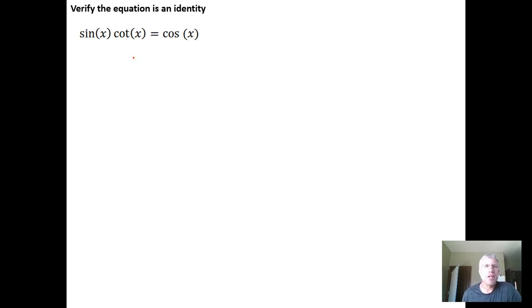When you try to verify an identity, when you try to establish that two trigonometric statements are equivalent using other fundamental identities, the way that you do it is you start with the more complicated looking of the two sides. In this case, I would argue that this side looks more complicated than this, and you take and rewrite the side that looks the most complicated.